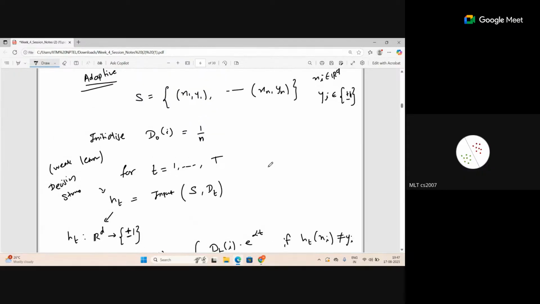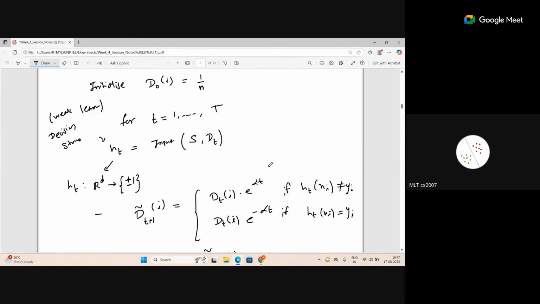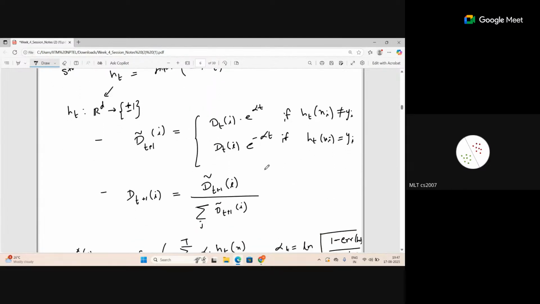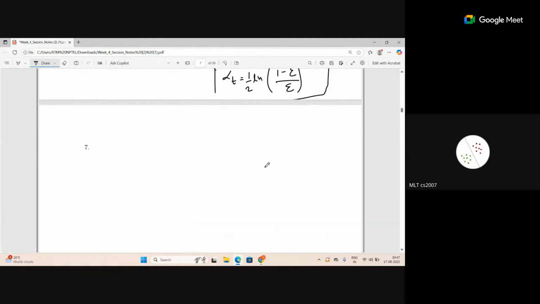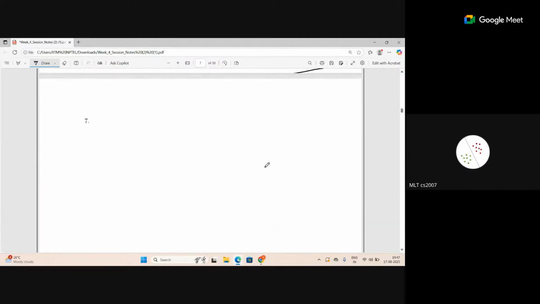This is my algorithm. Maybe in a solving session we can see the examples over it, but I'll try to give you the understanding of how it will work in practice.